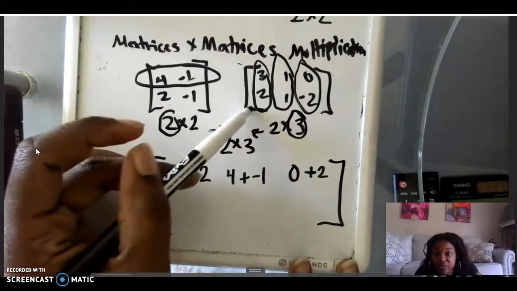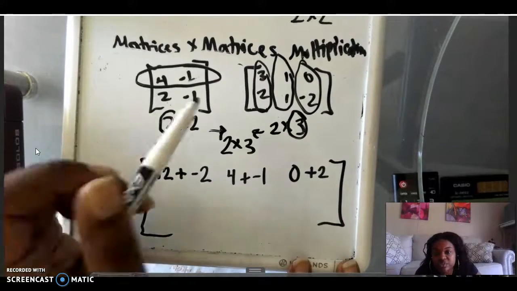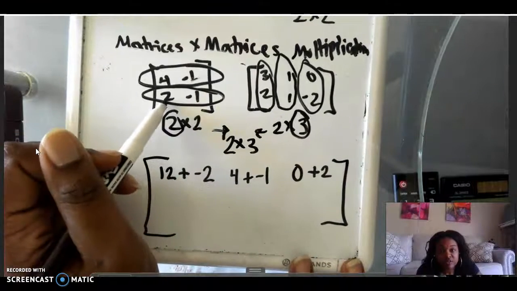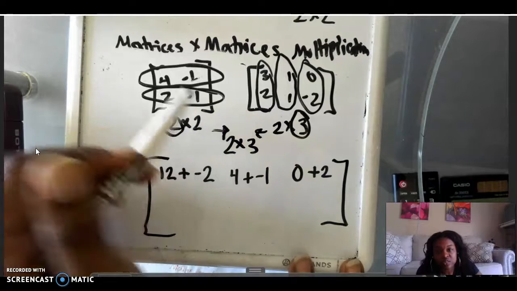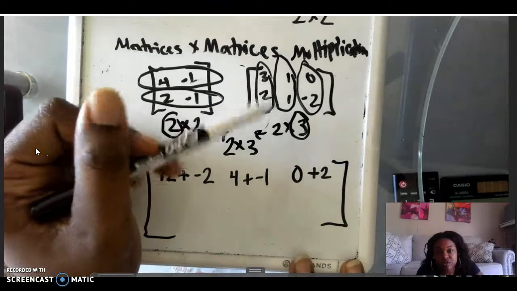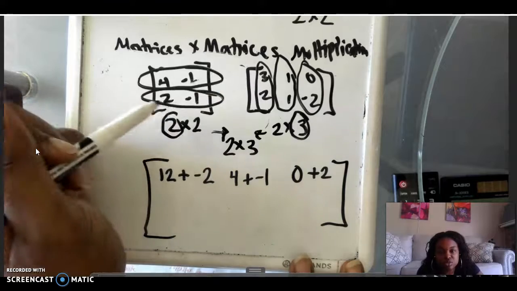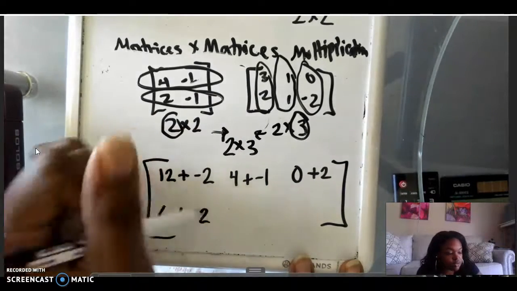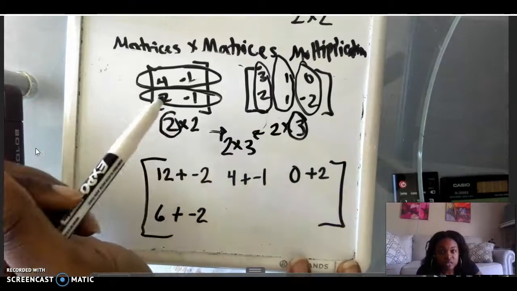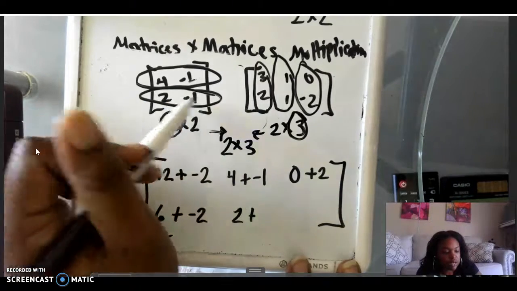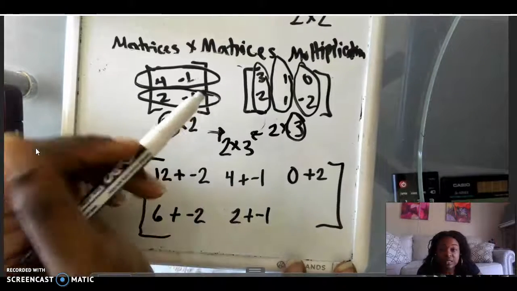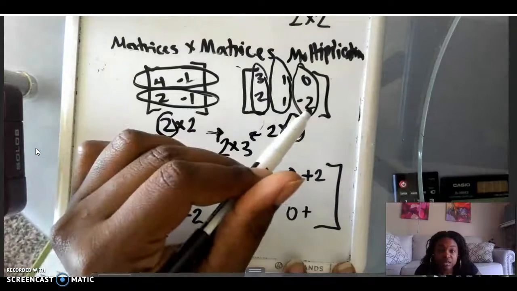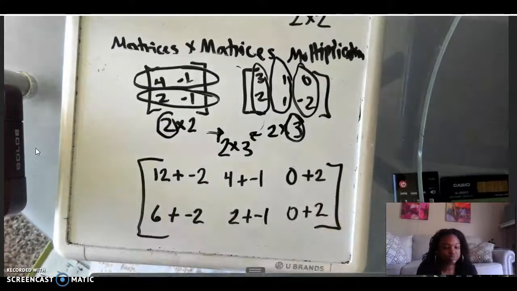Alright, now once I've circled all the columns and I'm done with those, I can move on to the next row in the first matrix. So I have 2 times 2 and a -1, and I go back to the first column in the second matrix. So 2 times 3 is 6, plus -1 times 2 is -2. Let's move on to the second. 2 times 1 is 2, plus -1 times +1 is -1. And then lastly, 2 times 0 is 0, plus -1 times -2 is a +2.